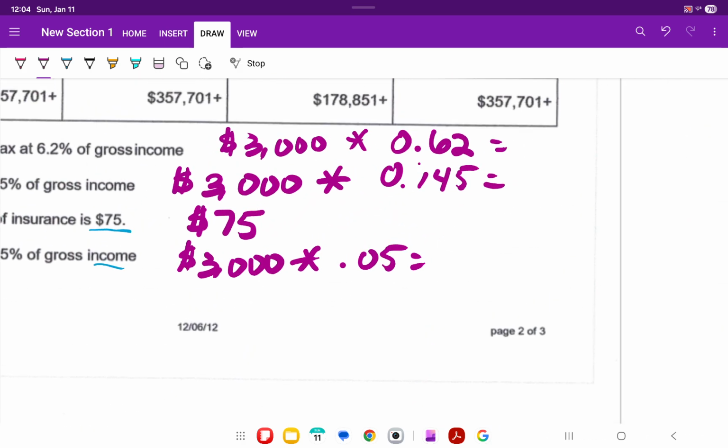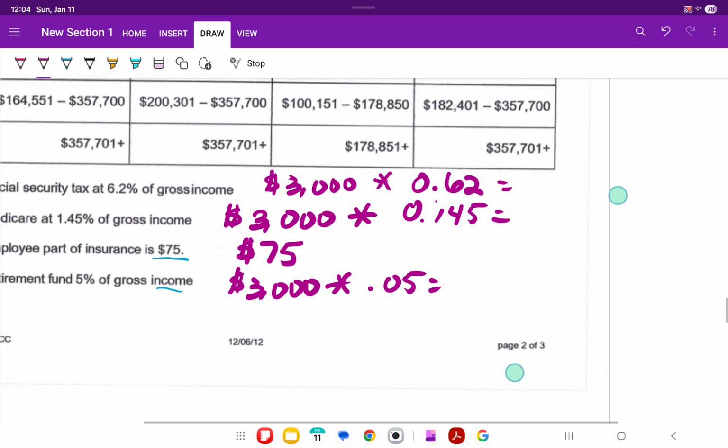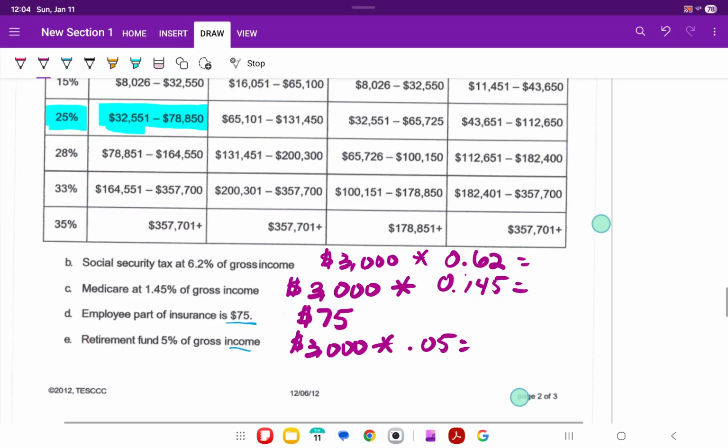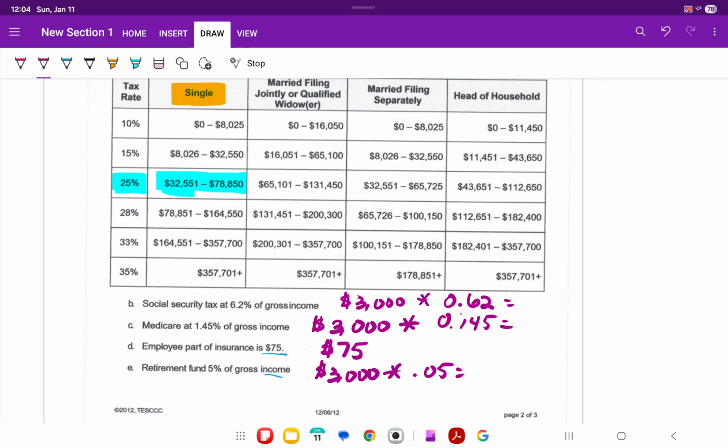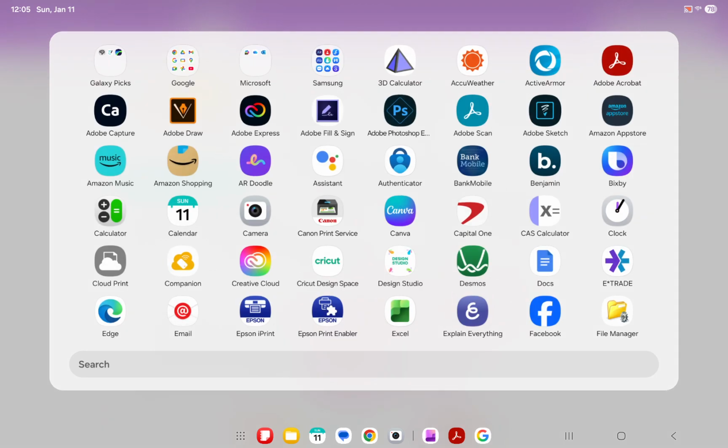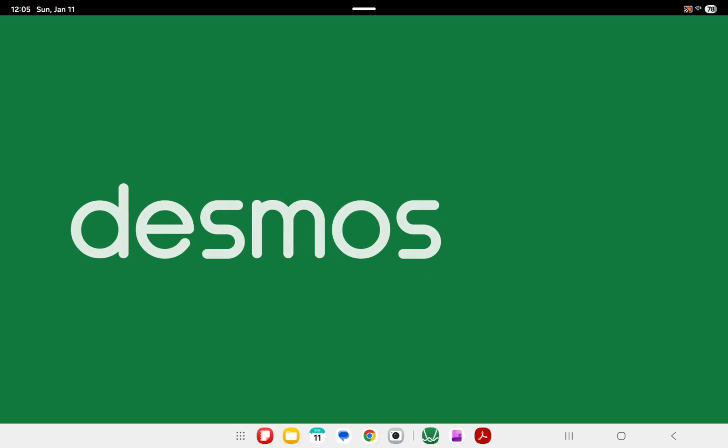Their gross pay is 3,000. Net pay is going to be after all these deductions are taken out. So, okay, let me see if I can get Desmos to open up on my graphing calculator. Let me see. Down at the bottom, there's Desmos. Okay.